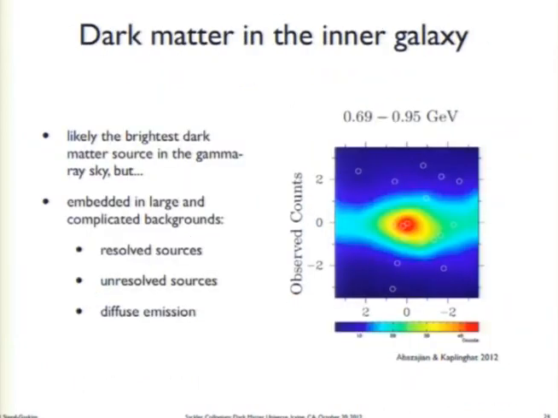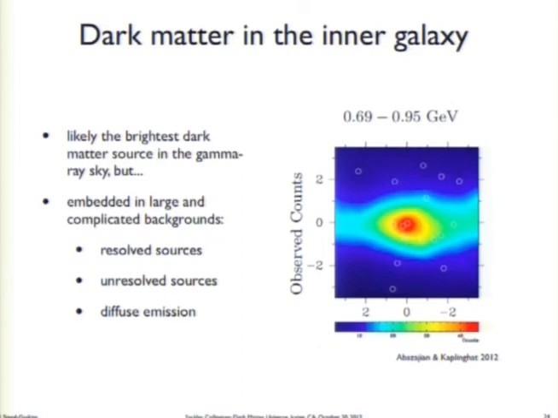So to summarize on dark matter in the inner galaxy, the inner galaxy is likely the brightest dark matter source in the gamma-ray sky, but is embedded in large and complicated backgrounds. We have resolved sources, which we can see. There are unresolved sources. Necessarily, there are fainter friends of the sources we've already resolved. And there's also diffuse emission coming from a variety of sources, and that makes this a very difficult region to study for dark matter.